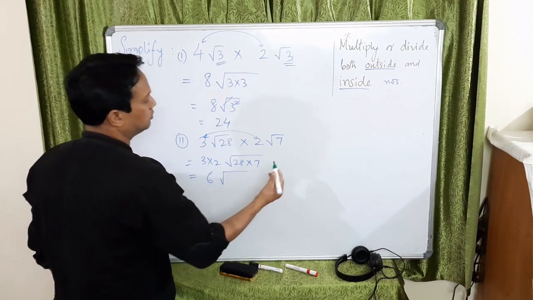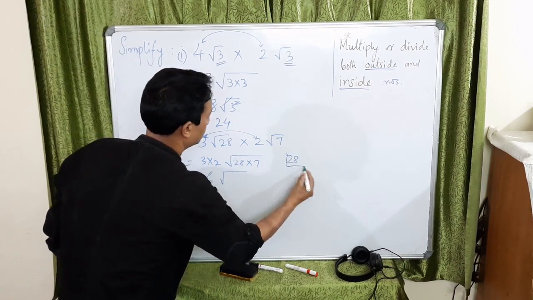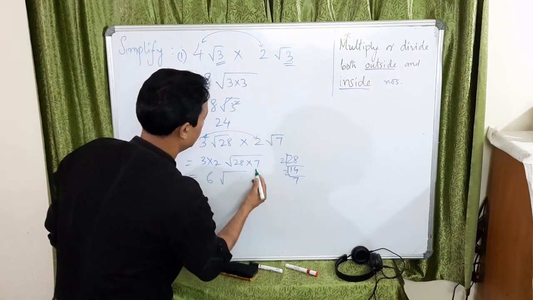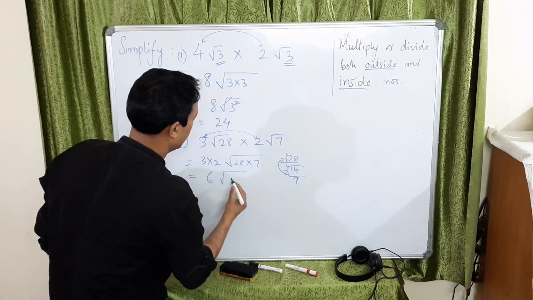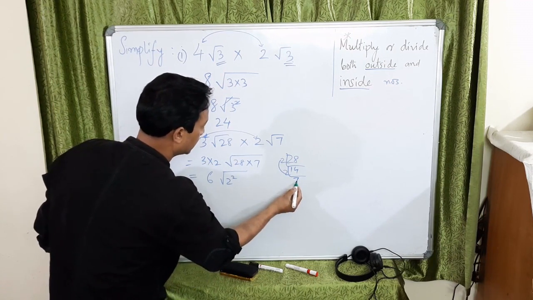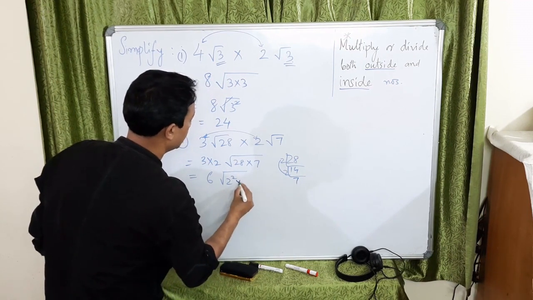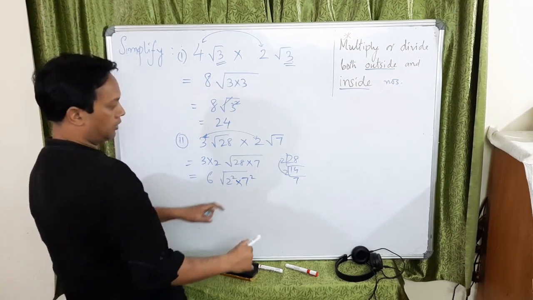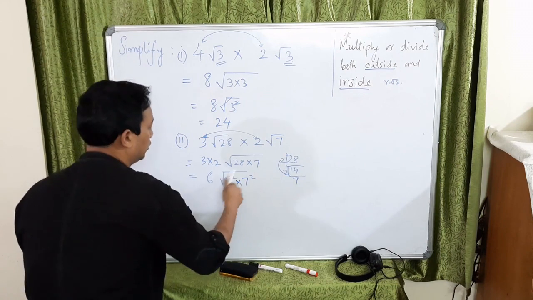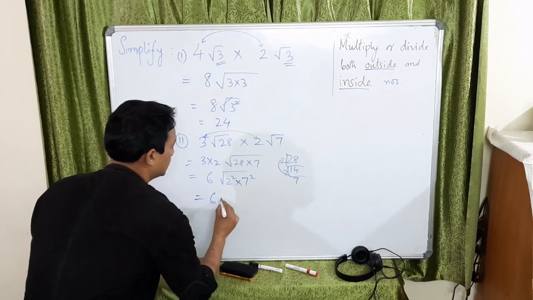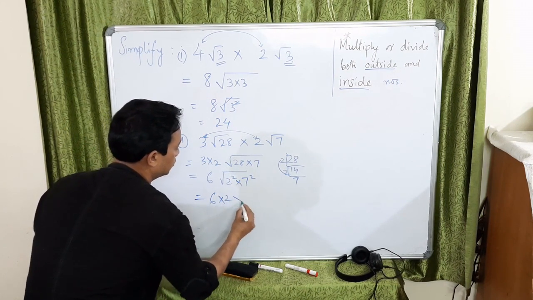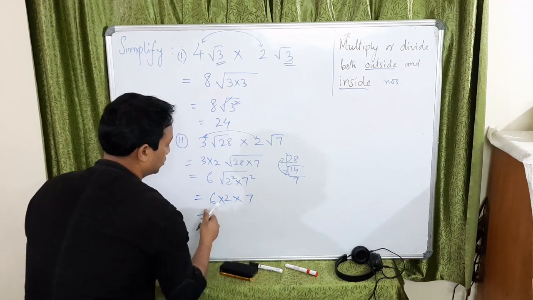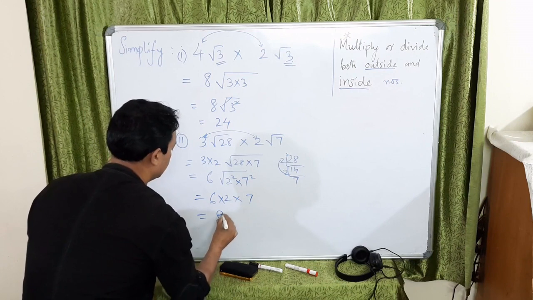For this 28 and 7, before multiplying, you check first by factorizing. 2, 14, 2, 7, and we have a 7 there. So we have 2 square, and this 7 here, and that 7, 7 times 7, so it will become 7 square. So that's why you should not multiply before. You should check by factorizing and see whether you can make it into squares. So this square and square root will cancel, this 2 will come out. Since square and square root will cancel, this 7 also will come out. Now 6 2s are 12, 12 into 7 is 84.